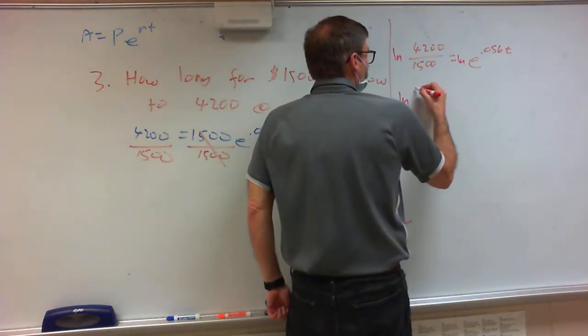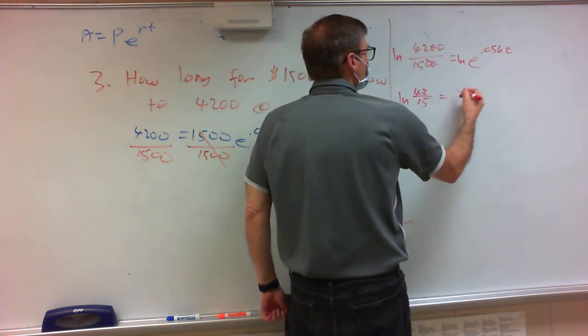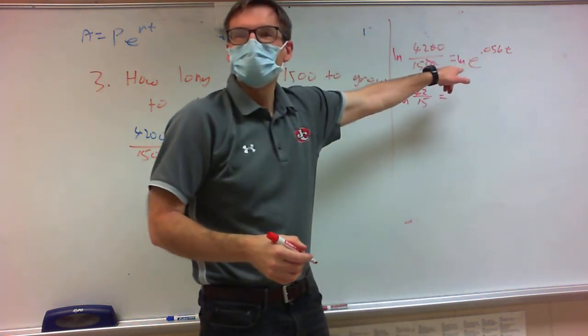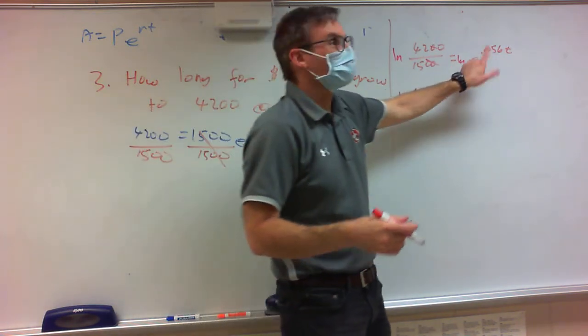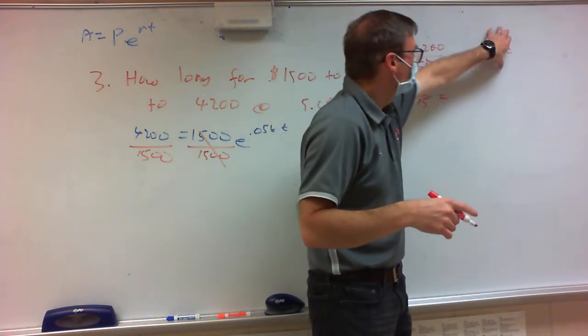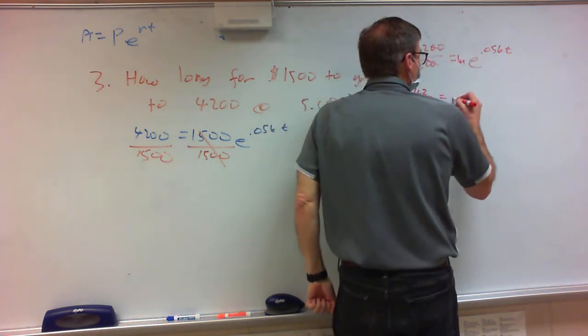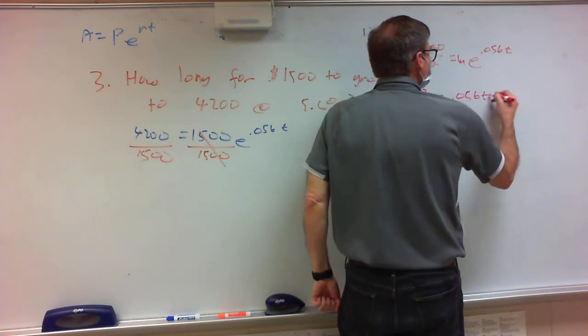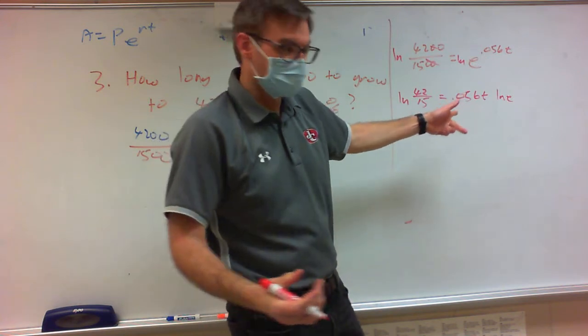So I get natural log of 40, I'm going to cross those zeros out. 42 over 15. Oh, wait, what can I do? Why did I put natural log here? What do I need to do? Make it a 1. Not yet. Well, you've got to pull the exponent down, right? So I pull the exponent down, that gives us 0.056t, natural log of e. And what's natural log of e? 1.